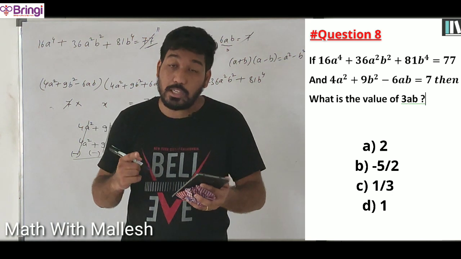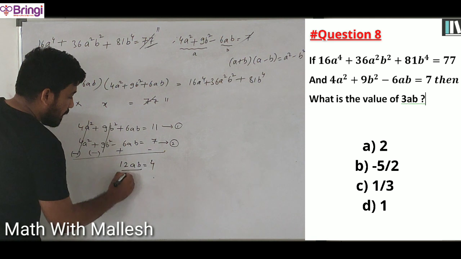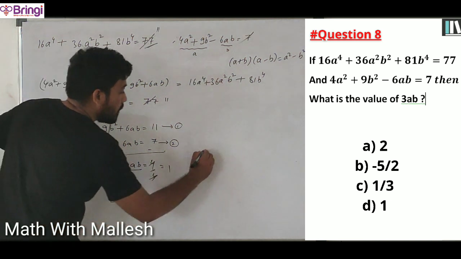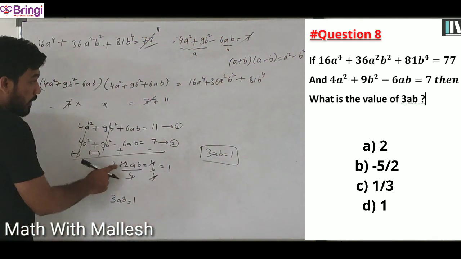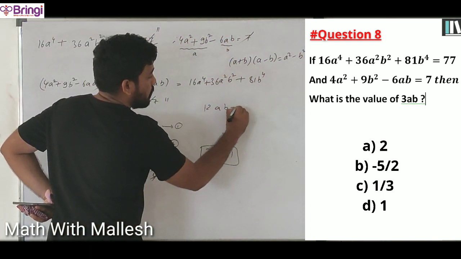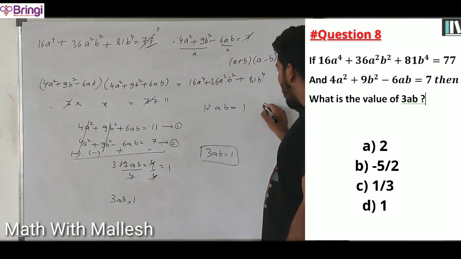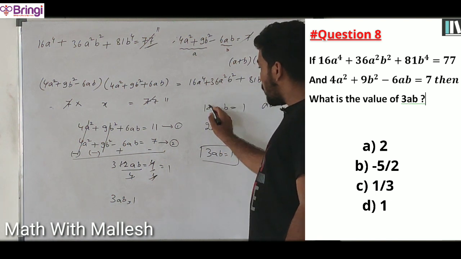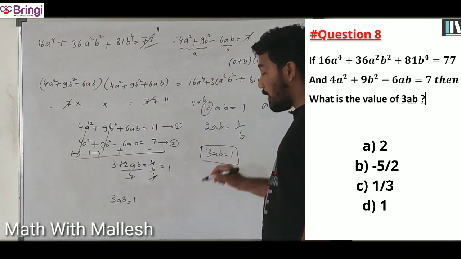But what you want is ab value or 3ab value, 3ab value. So if you want 3ab value, just divide by 4, 3 times. So 3ab is equal to 4 going to get cancelled, 1. So 3ab is equal to 1. Understood? 12ab is equal to 1. And look here, they can ask you anything. If they ask you ab value, ab is going to be 1 by 12. If they are asking you 2ab value, 2 times 6, so 2 will be here, 6 will come here, it is going to be 1 over 6.